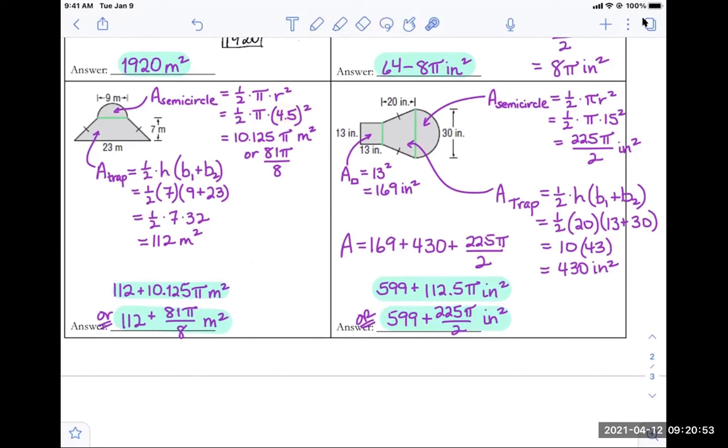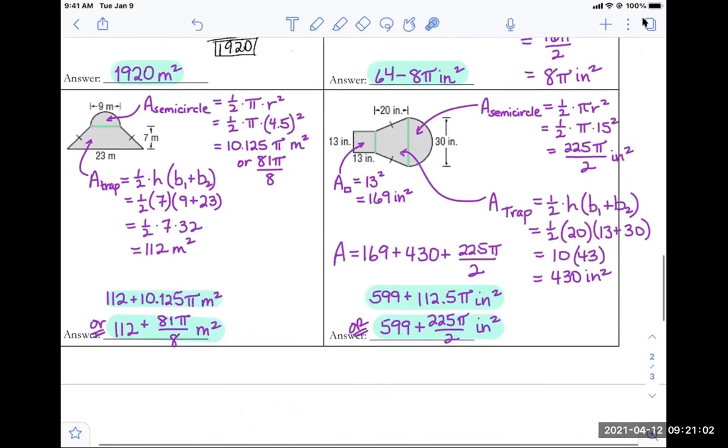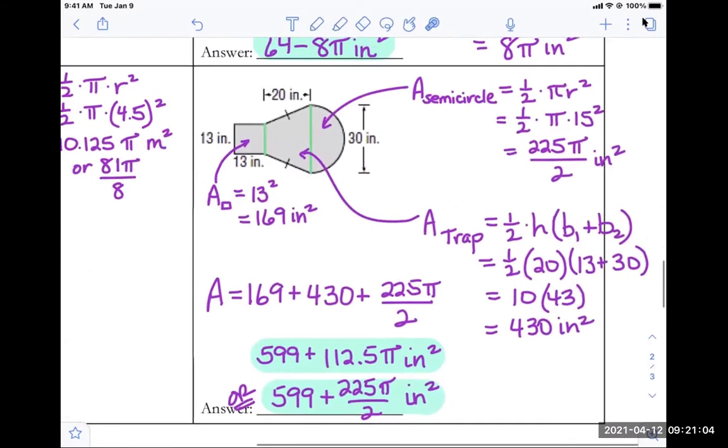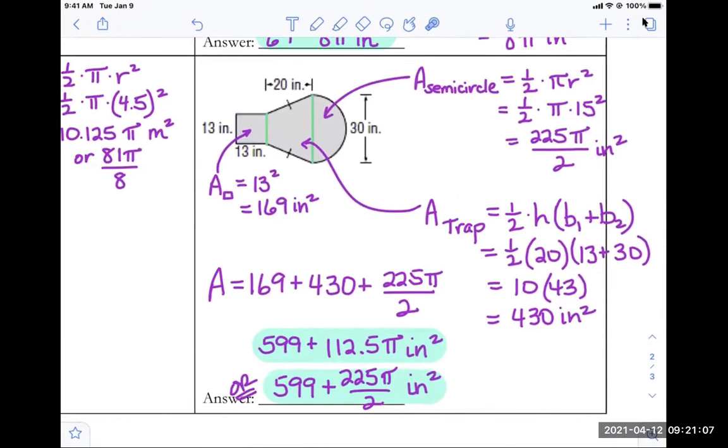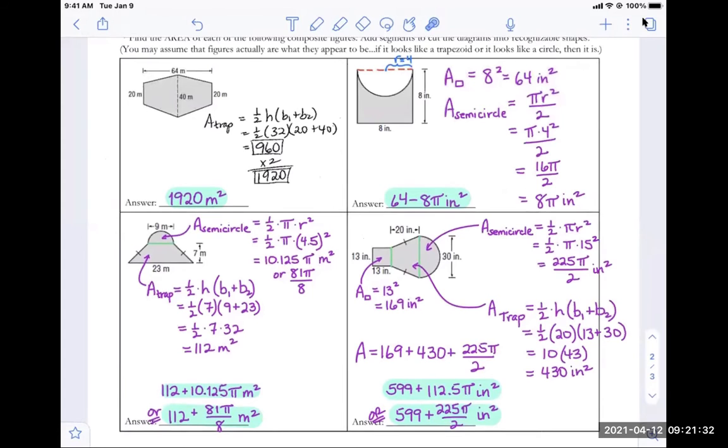Okay. On the last one, you have a little square, and I know that's a square because it's 13 by 13. Okay, and it said you can assume it is what it looks like. So it really is a square there, not just a rhombus. And then that's a trapezoid, and then this is a semicircle. So you do all the separate areas and you add them together. And again, you can put that into decimal form, or you can leave it as a fraction because 225/2 is exactly 112.5. Okay, what questions do you have on the bottom of that page?